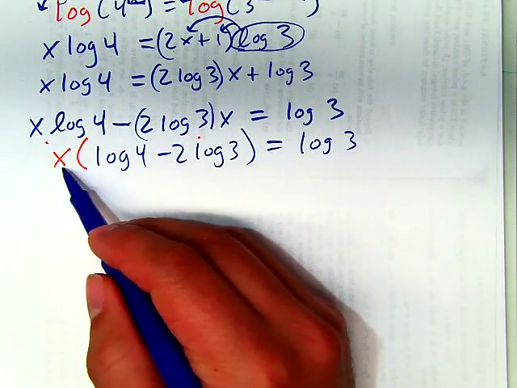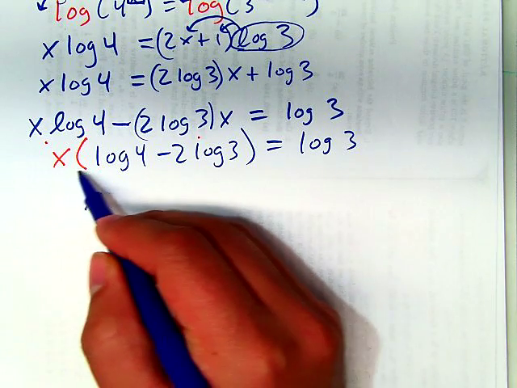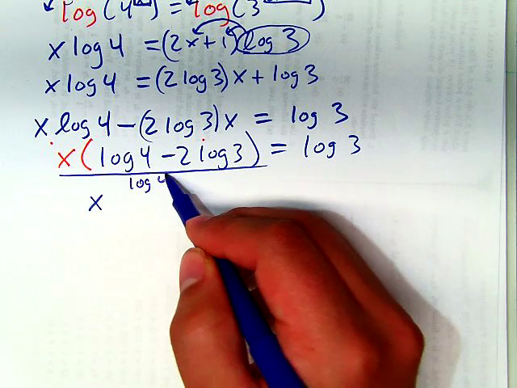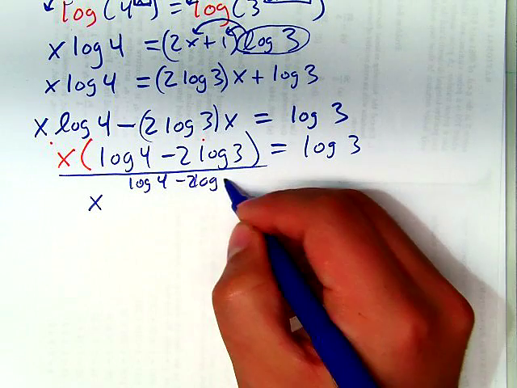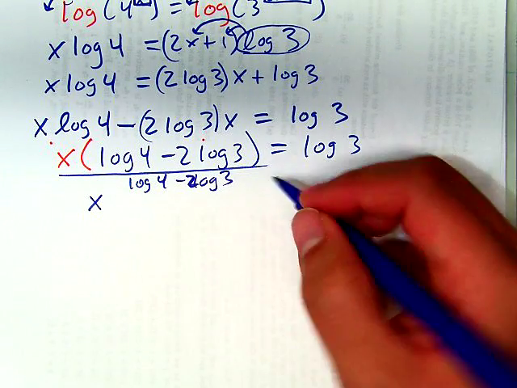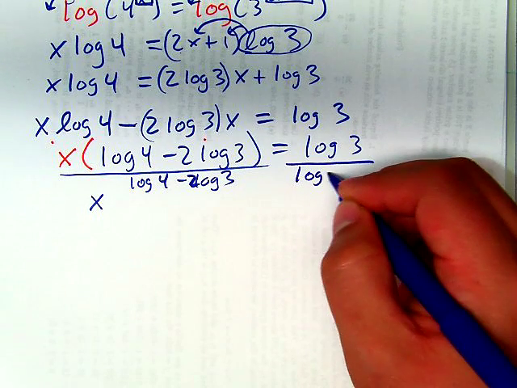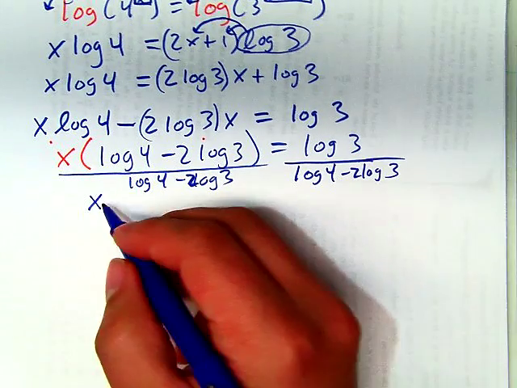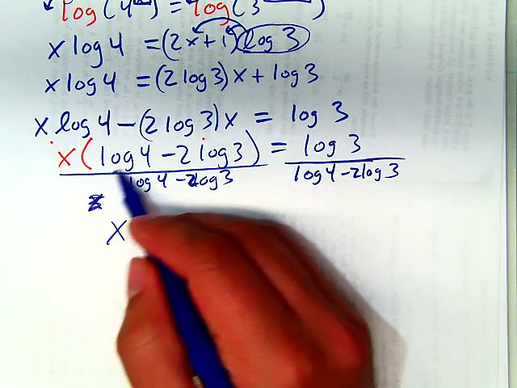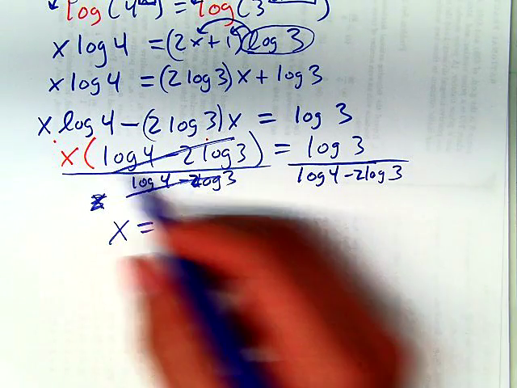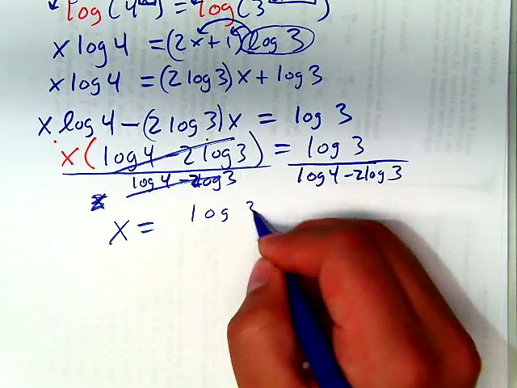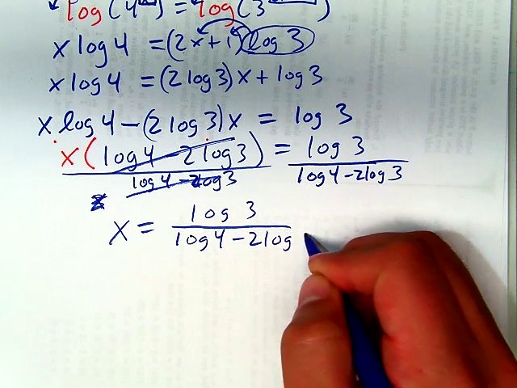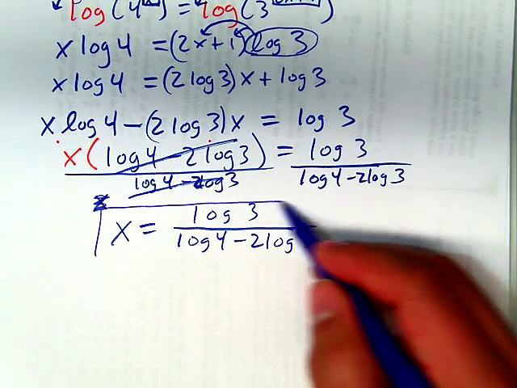To find x, you just take x times log 4 minus 2 log 3. We're going to divide whatever this number is on both sides. So log of 4 minus 2 log of 3, take that, divide it on the left, divide it on the right. So now this cancels, and we've got x alone on the left, and that's going to equal log 3 over log 4 minus 2 log 3. This is the exact answer.